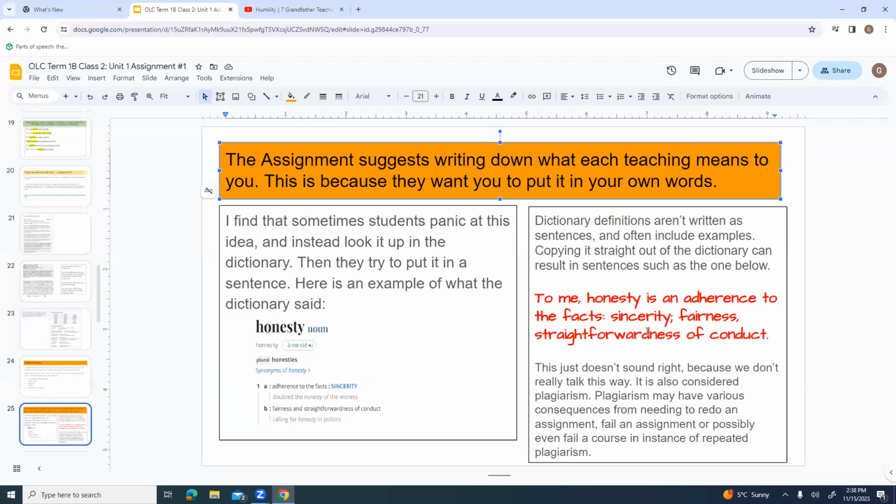It's also considered a form of plagiarism. Plagiarism can have various consequences. Plagiarism is definitely a type of cheating where you're using information or work from a source, but you don't give credit for the source, okay? There can be various consequences, from needing to redo an assignment, or maybe you fail that assignment, or you could possibly even fail a course if there's a lot of repeated plagiarism, and we've talked to you about it.